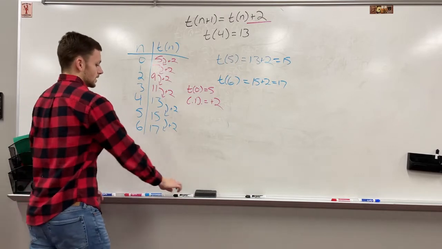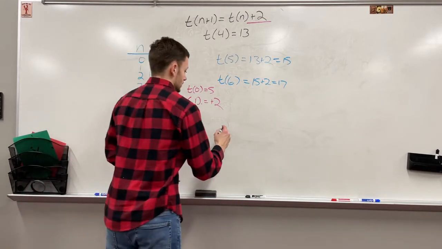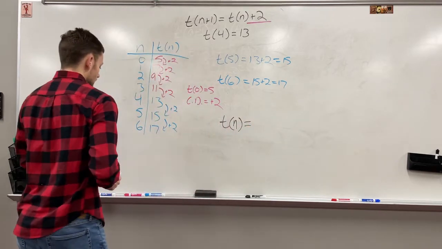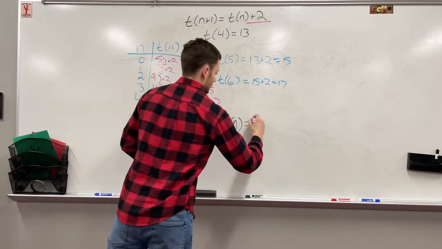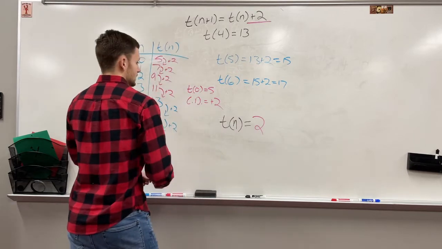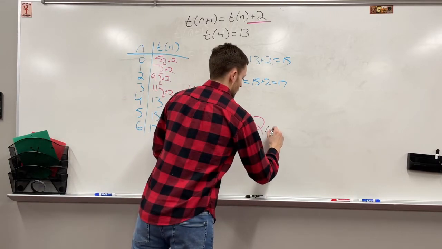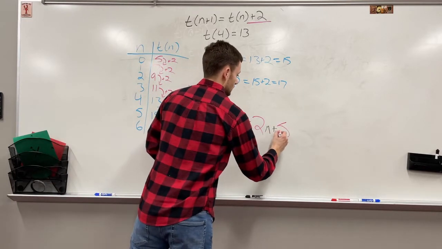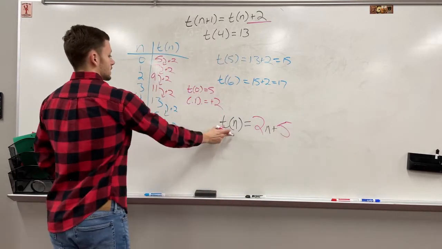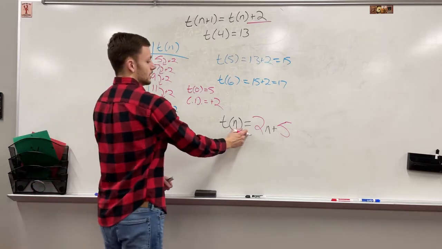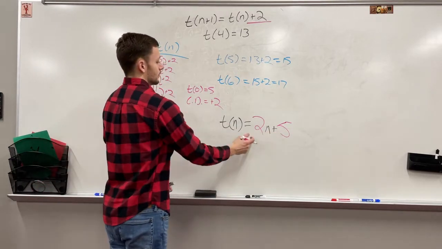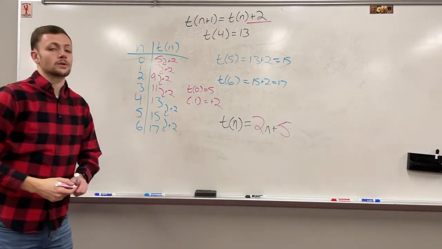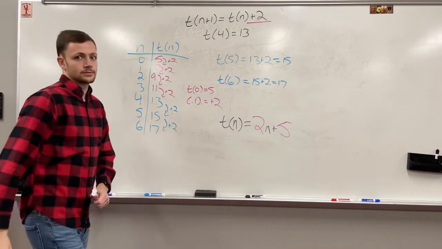Now I have the information that I need to write my explicit equation, which is that t of n equals my common difference times n plus my starting value, which was 5. So my explicit equation was t of n equals the common difference times n plus 5, or 2n plus 5. So my common difference was already given to me in my recursive equation, but I had to work back to find t of 0.